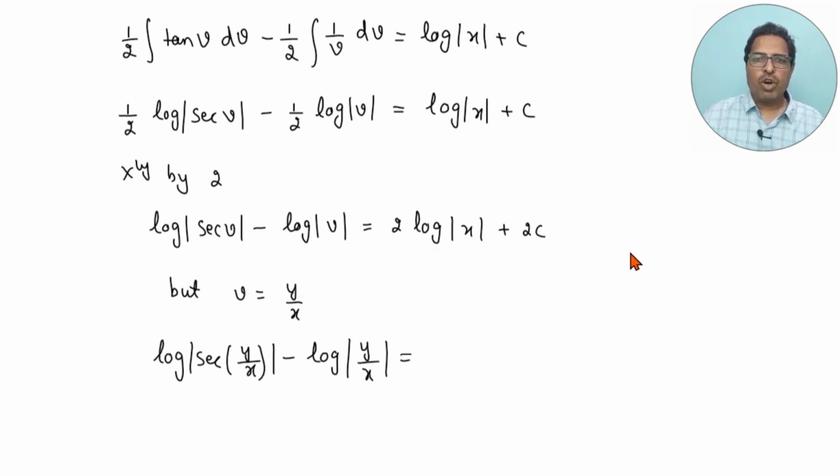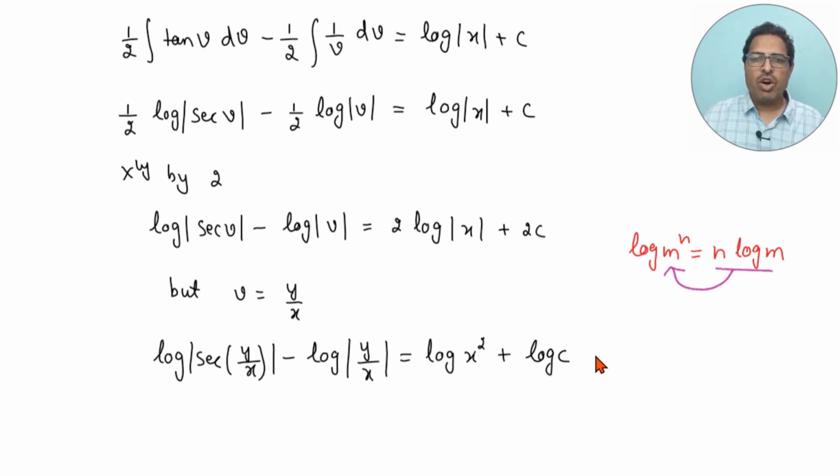now this is in the form of log of m power of n, which can be written in the form of n log of m. So we see that the given expression is in the form of n log of m, that can be written as log m power of n. So therefore it becomes log of x square, because x square is a positive value, you can remove the mod, plus, now 2c is a constant, this constant can be replaced by some other constant as log of c. So we have taken this 2c value to be equals to another constant log of c.